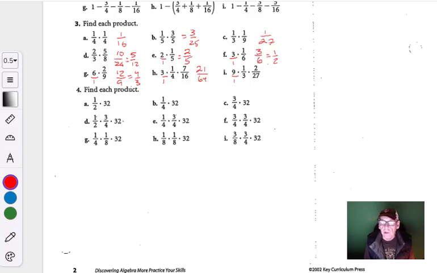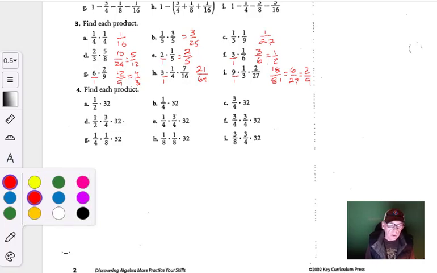For I, put the 9 over 1. 9 times 1 is 9, times 2 is 18, and 3 times 27 is 81. Now this one is divisible by 3. If I take a 3 out of the numerator and denominator, I get 6 over 27. Both of these are still divisible by 3. Take another 3 out of both, I end up with 2 over 9 for the simplified fraction for that one.